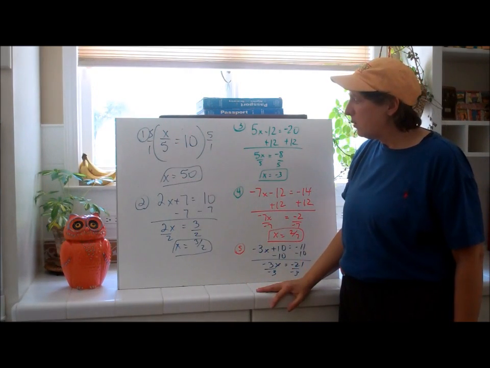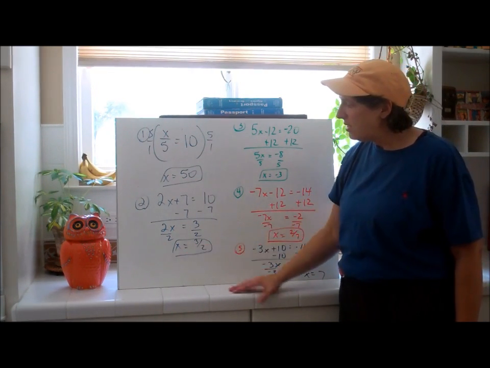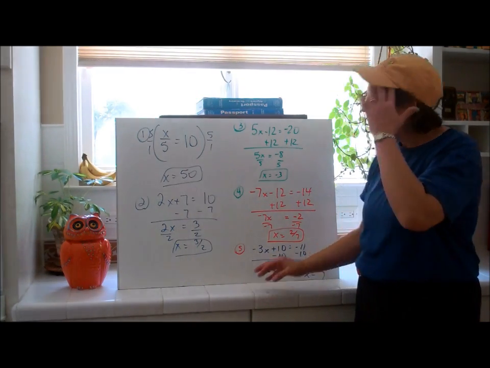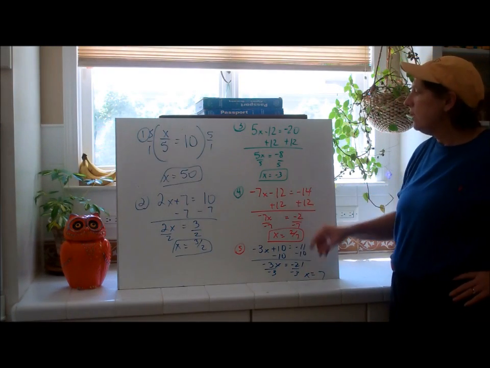Number 1 was x is equal to 50. Number 2 is x is equal to 3/2. Yes, you can write 1.5, but I do not want decimals. Number 3, x is equal to negative 3.